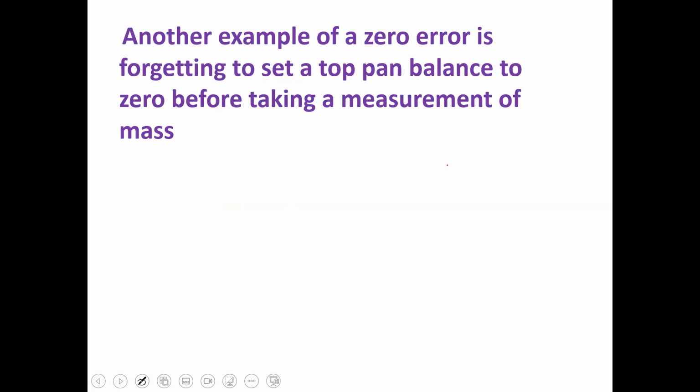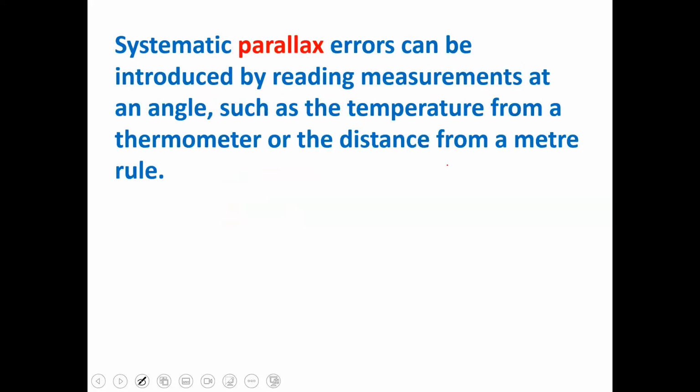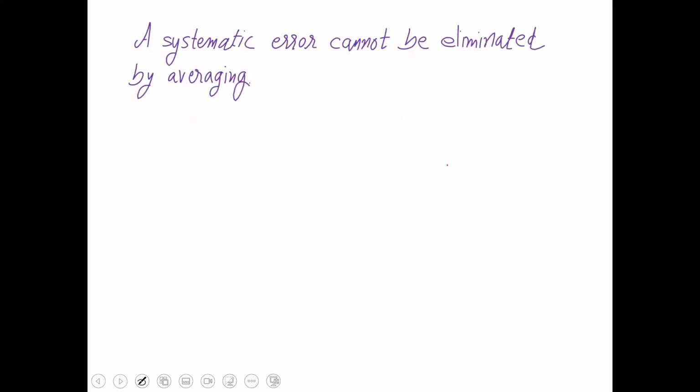There are also other reasons, like forgetting to set the zero on a top-pan balance. You forgot to correct for the zero error there. Systematic parallax error also exists. As I mentioned earlier, the point is not parallax error, and the point is not zero error. The point is that the error is the same. How many times you repeat doesn't matter, then it is systematic. If the error fluctuates, it is a random error. A systematic error cannot be eliminated by averaging. You have to copy this.